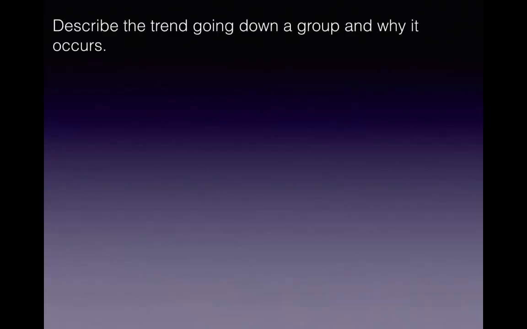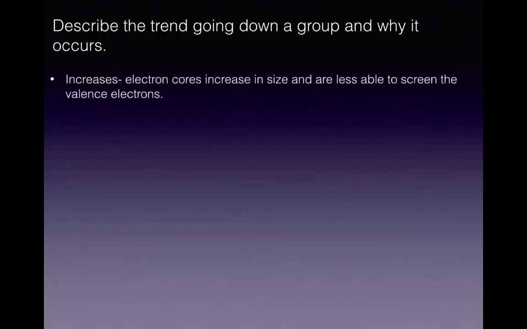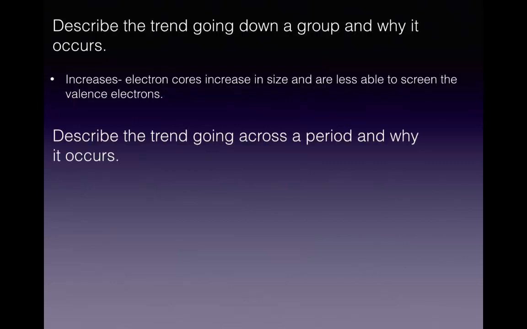So let's look at the trend for the effective nuclear charge and what happens as you move across the periodic table and down the periodic table. Let's start with talking about down a specific group. What happens? Well, the effective nuclear charge doesn't change significantly as you move down a group. However, it does slightly increase, and the reason why it increases is because electron cores increase in size, and as a result, they are less able to screen the electron. So as a result, the effective nuclear charge increases.